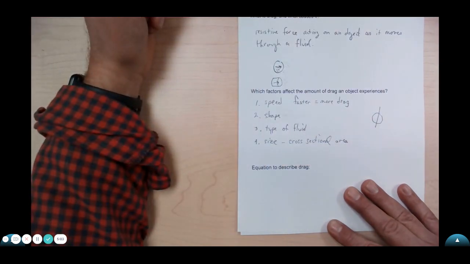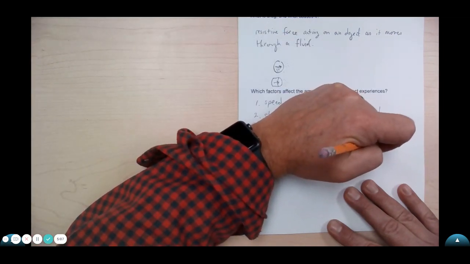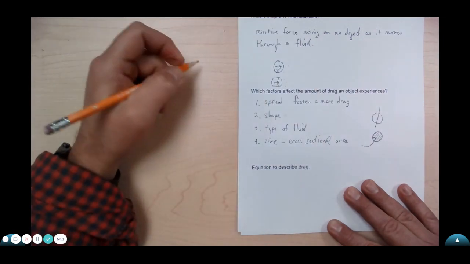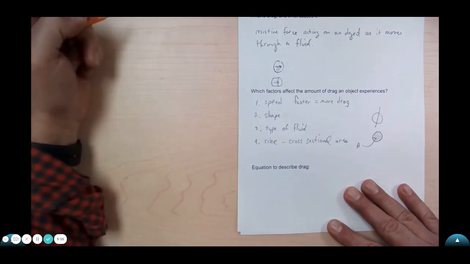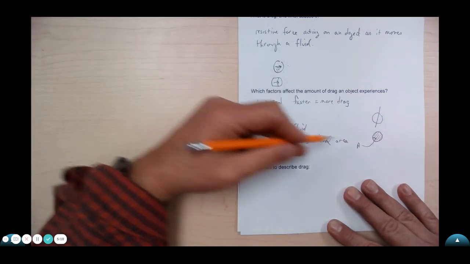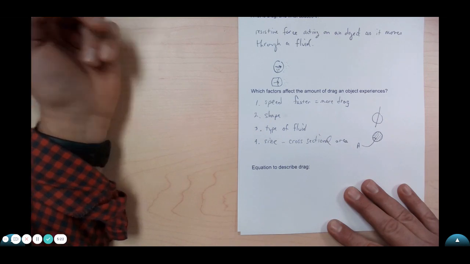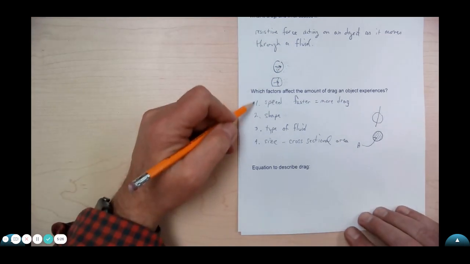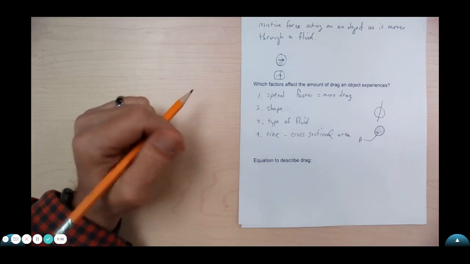chop it right down the middle, and then I sort of look at the end that I've just chopped, the area at the biggest part of the object is called the cross-sectional area. That's what I'm talking about here. So the bigger the cross-sectional area of the object, the more drag it's going to experience. Makes sense. It's going to hit more air. So these are the four main factors that affect how much drag an object has on it.